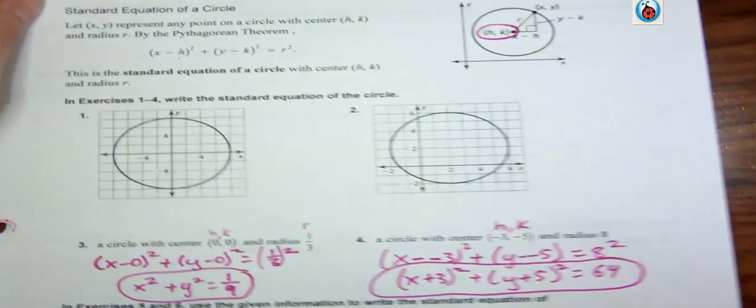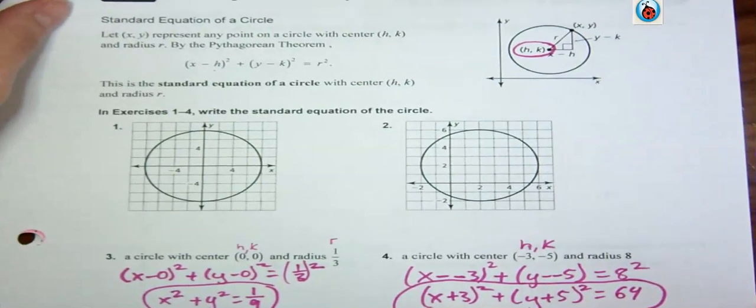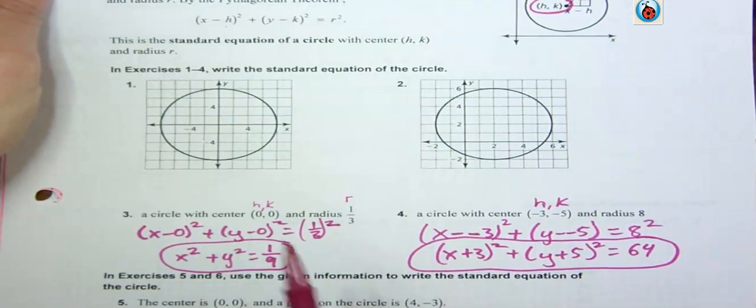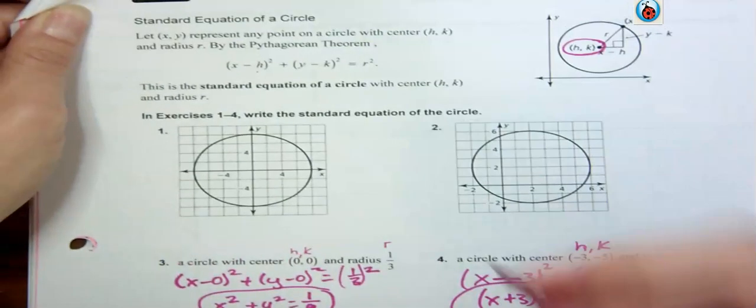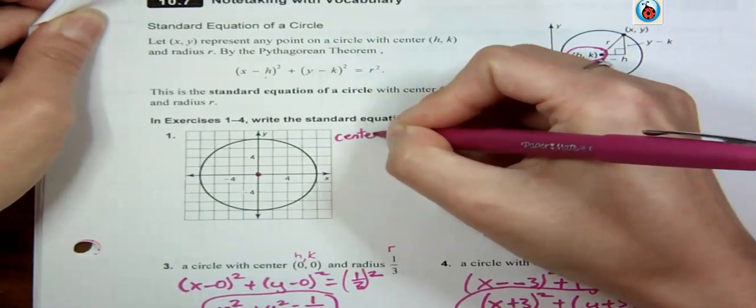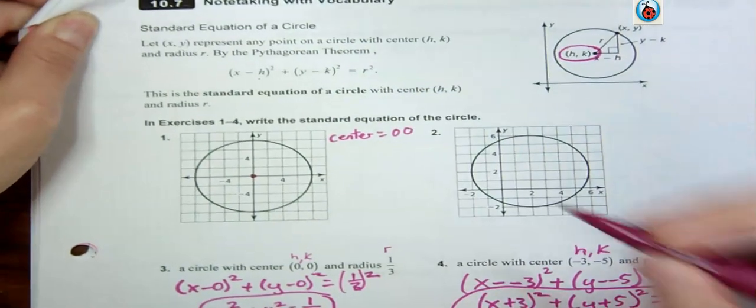Okay. So that's one way to do these, if you're asked to just plug in the numbers they give you. The other way is to write it from a graph. So here I mark my center. The center is 0, 0.